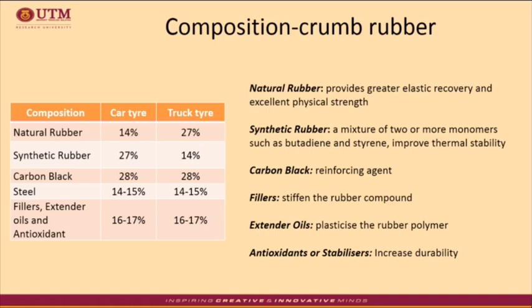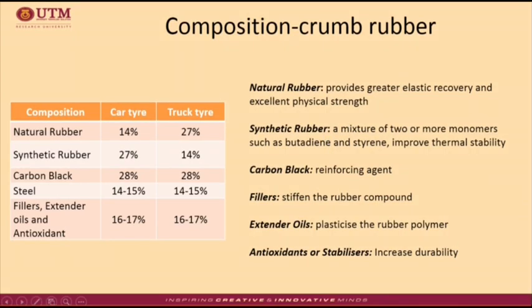Okay, let's have a look at the detailed compositions and how this composition can benefit the properties of the end product. First, there is natural rubber. Natural rubber provides greater elastic recovery and excellent physical strength, and also resilience and high resistance to tearing and abrasion. Its working temperature is between -50 and 100 degrees Celsius. However, natural rubber is prone to oxidation problems.